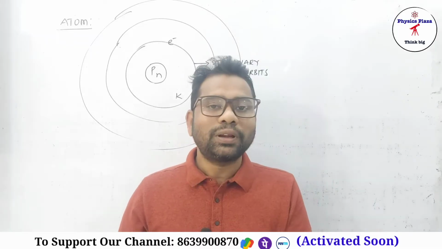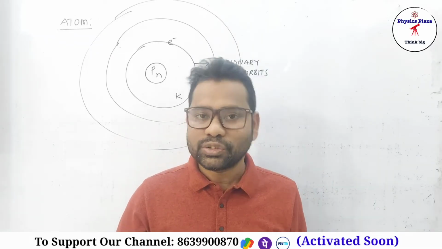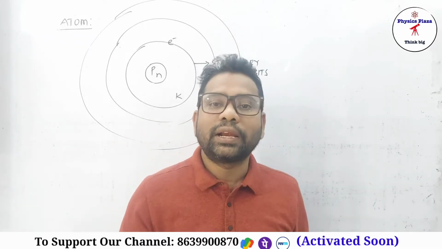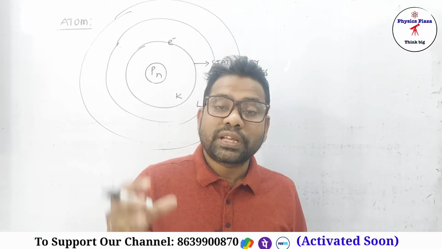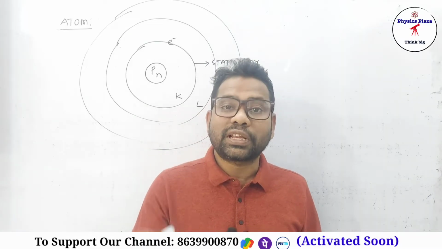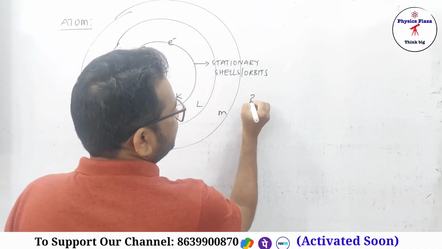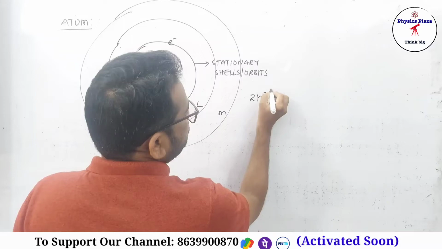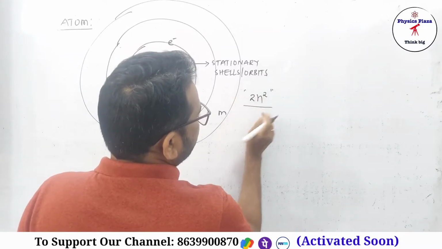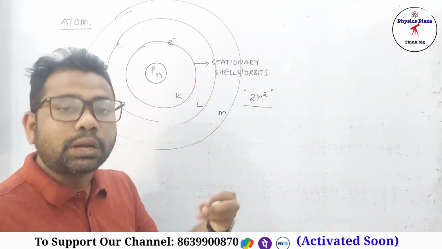So it depends on the principal quantum number, children. It's very important. First of all, how to calculate the maximum number of electrons which can be accommodated in each and every shell? That can be calculated with the help of 2n square, children. So this formula is very important. Here what is n? n is the number of the shell.